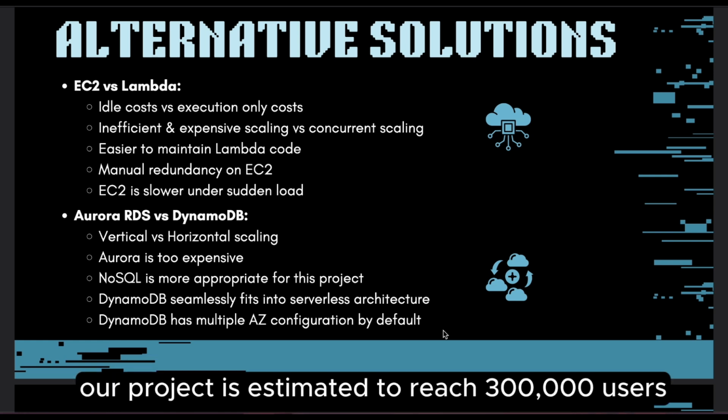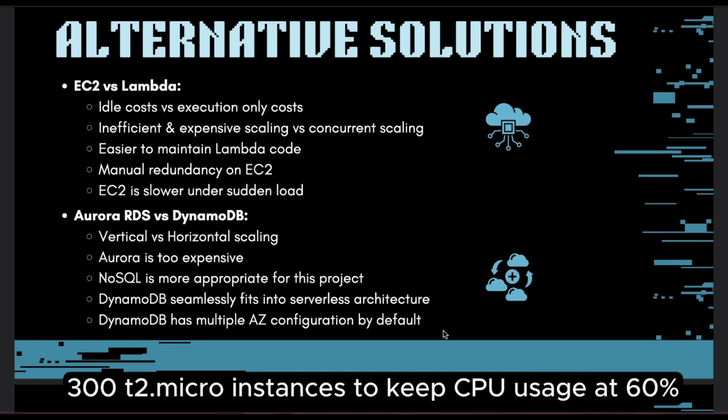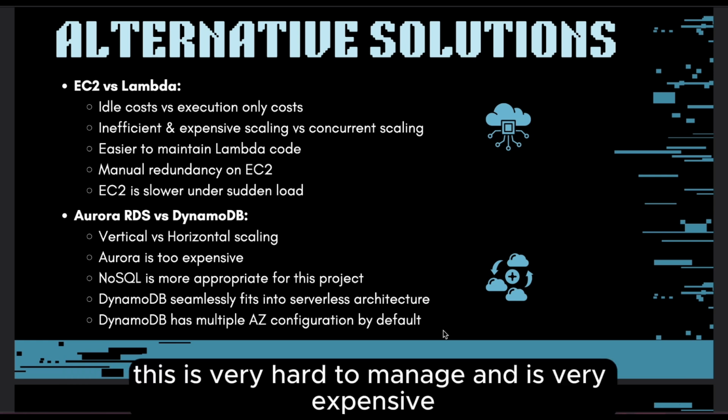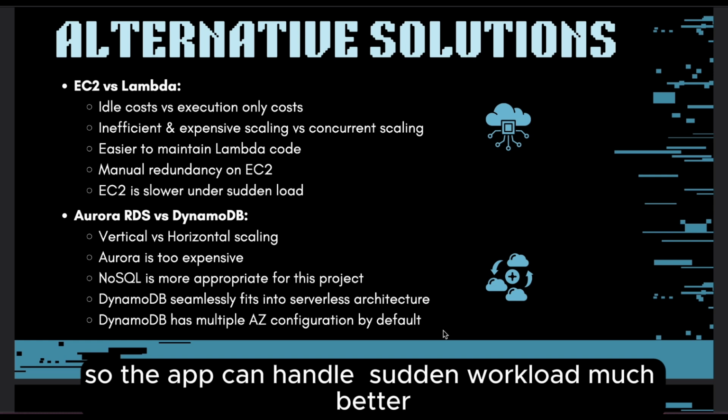Our project is estimated to reach 300,000 users, so we would need over 300 T2 micro instances to keep CPU usage at 60%. This is very hard to manage and is very expensive. Additionally, Lambda can scale faster than EC2, so the app can handle sudden workloads much better.